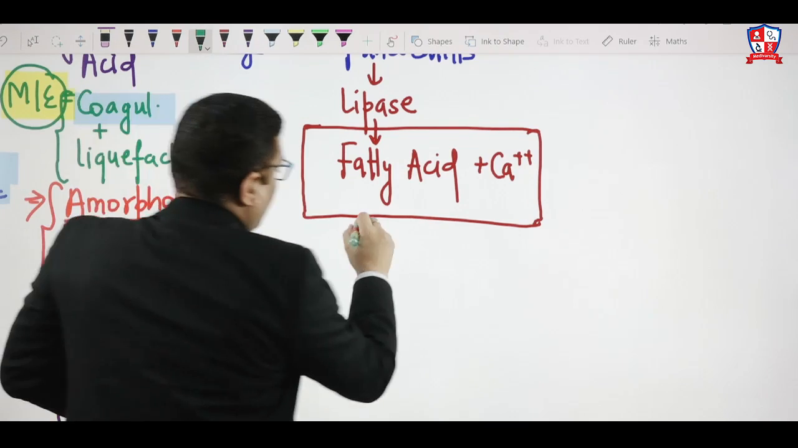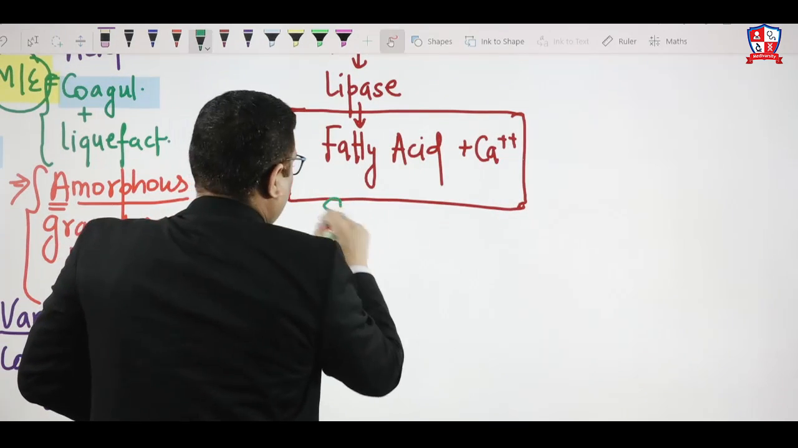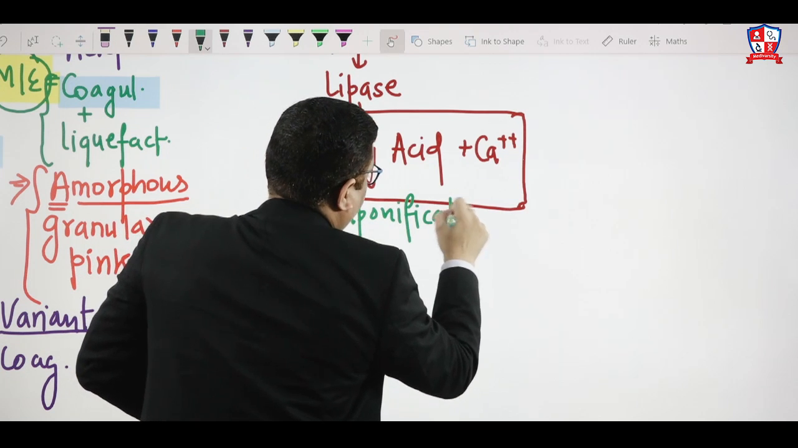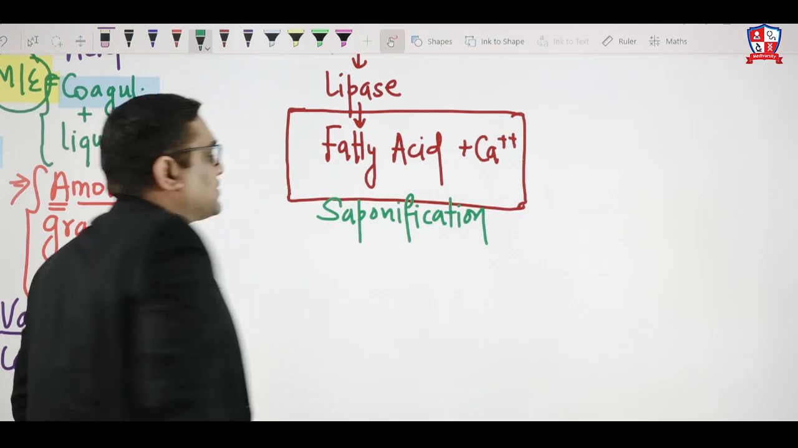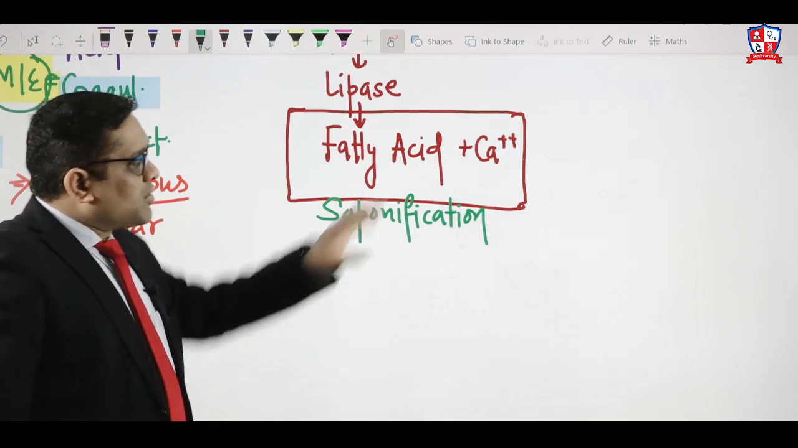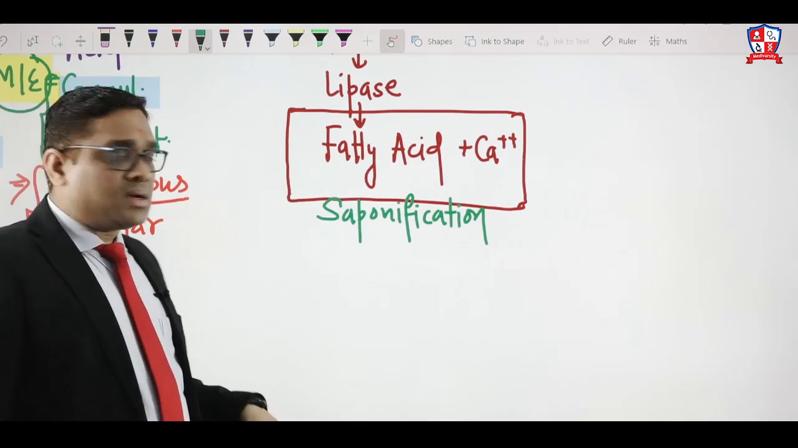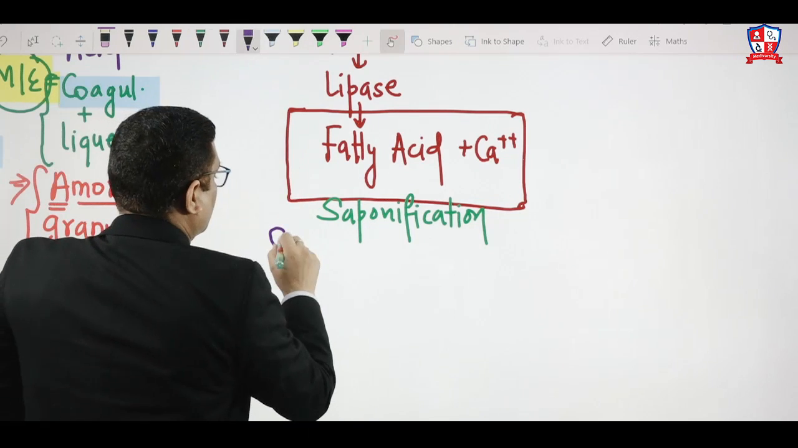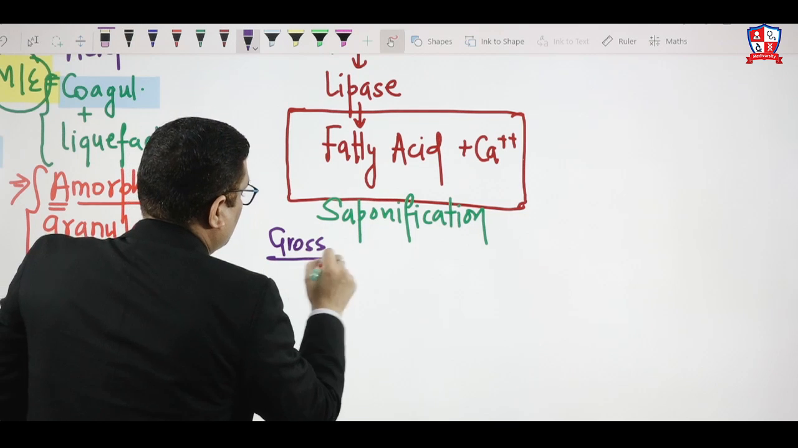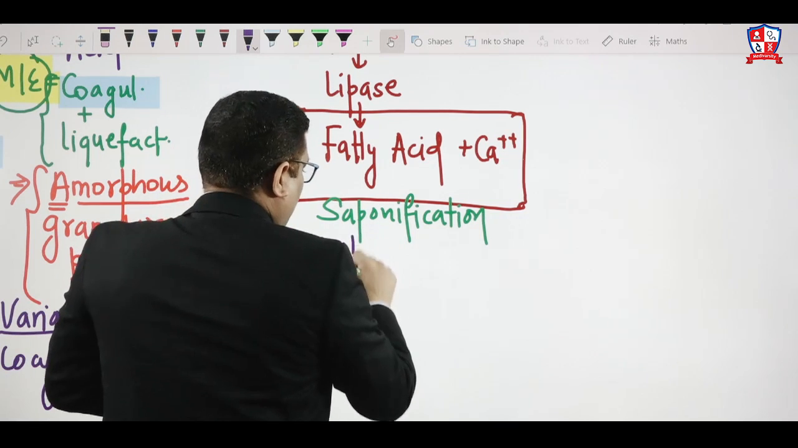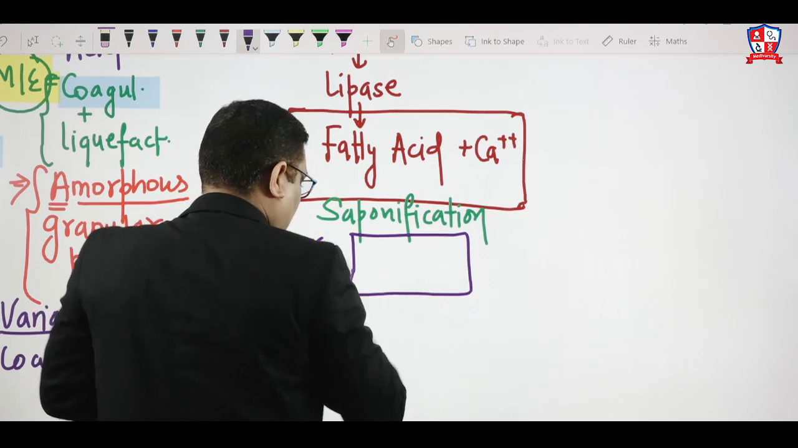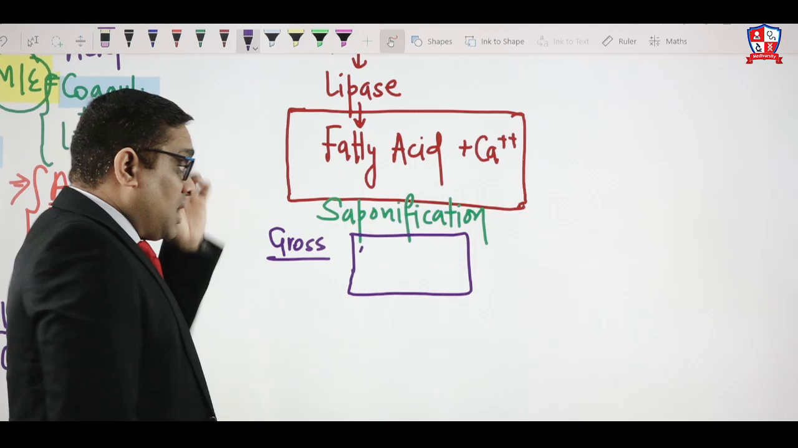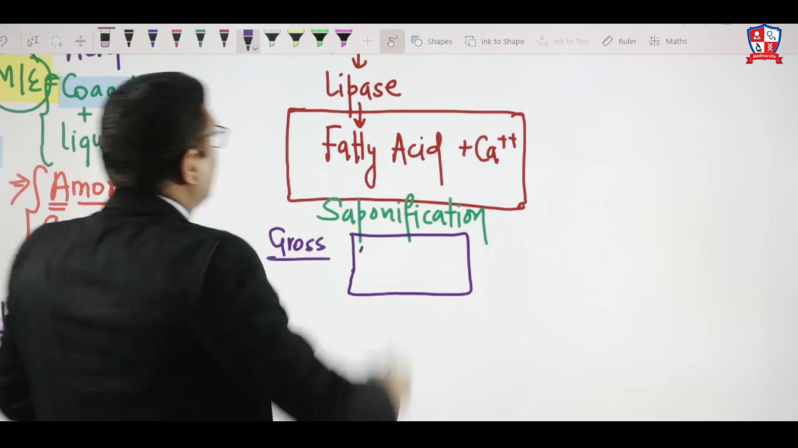You might be reading all these terminologies, but we need to understand the meaning of all these things. Saponification: fatty acid combines with calcium. This is called saponification because calcium is involved with the fatty acid. So what will be the gross appearance when you are looking at the gross picture of the sample? Here is a rough diagram; I will show you the image after that. Suppose this is the gross tissue sample and I wanted to show you the fatty area.